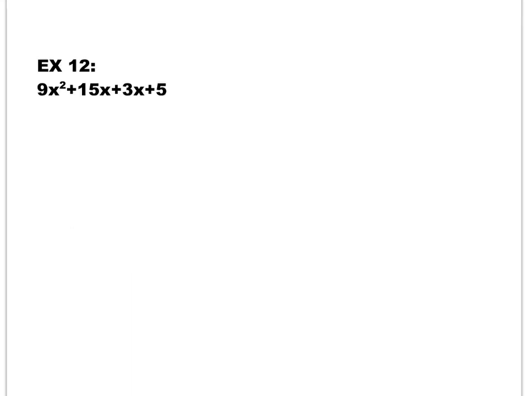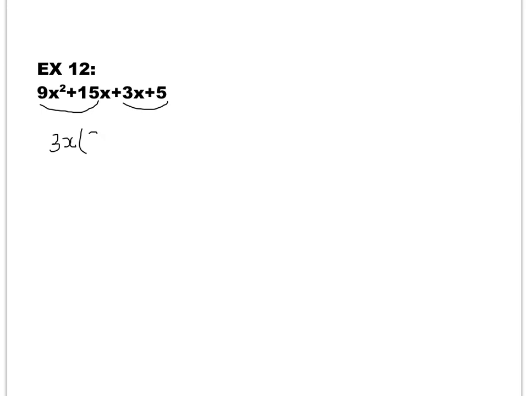Our last example is a polynomial with four terms. I'm going to take the first two terms and the last two terms. In the first two terms, the GCD between 9 and 15 is 3, and the GCD between x squared and x is x. 9x squared divided by 3x gives me 3x. 15x divided by 3x gives me 5. And the last two terms is just 3x plus 5. There is no common factor here.